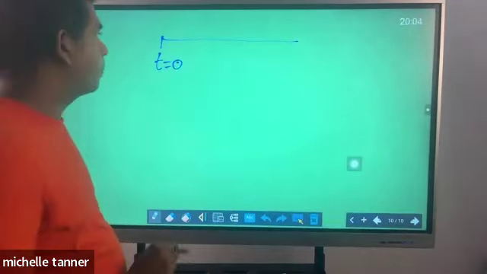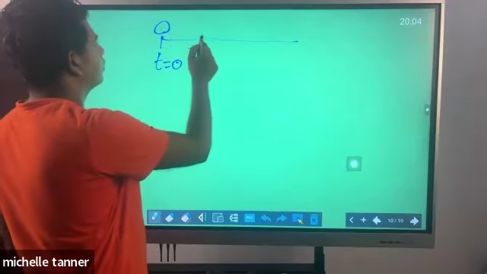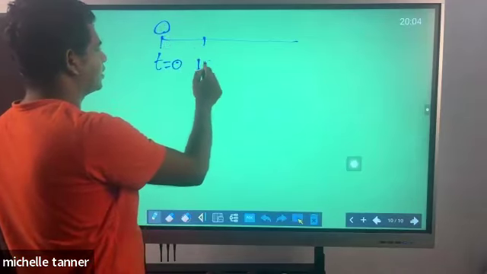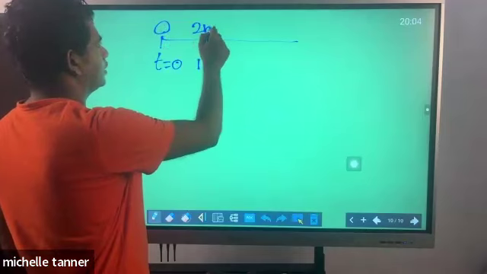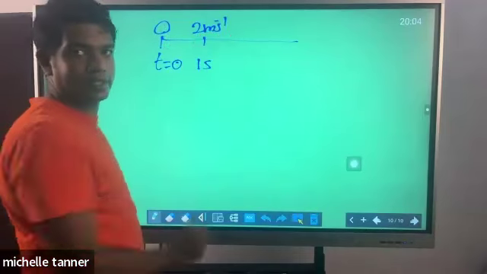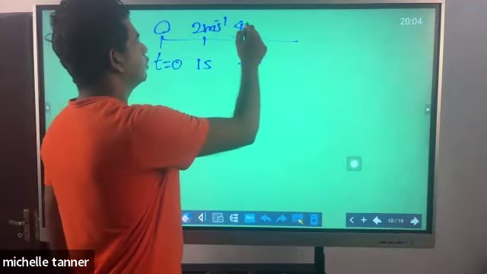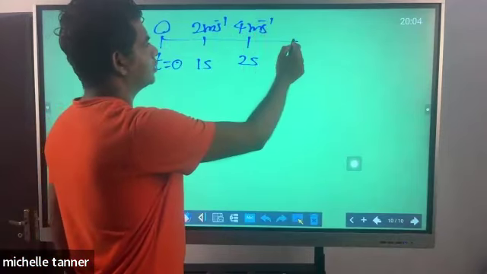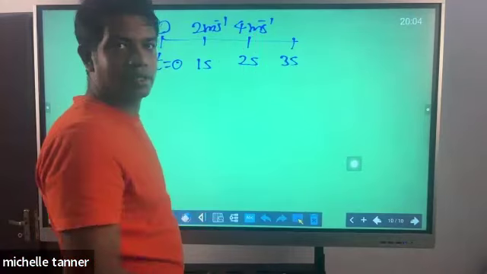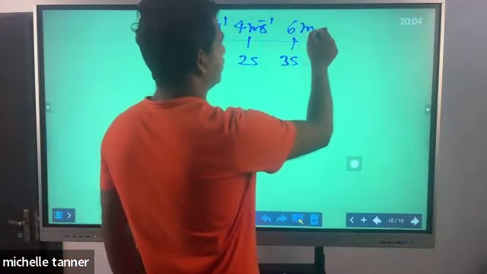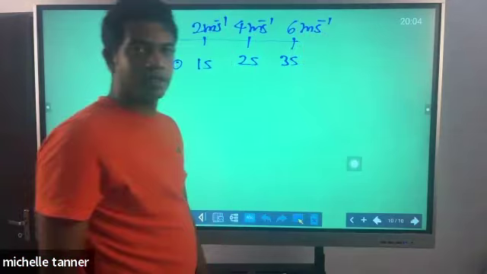Initial t equals 0, velocity also 0. During the first second, velocity takes 2 meters per second. During the second second, 4 meters per second. During the third second, 6 meters per second.